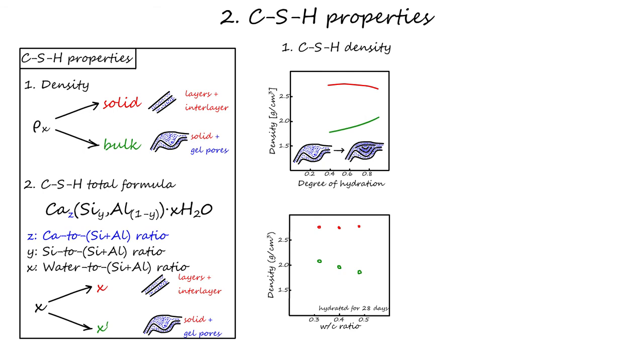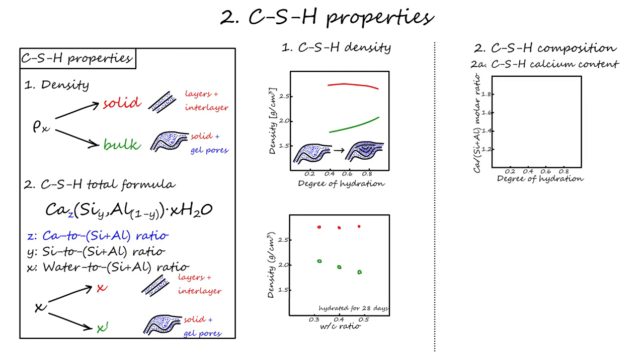We now look at the CSH composition and its changes during hydration. First, we look at the calcium to silicon and aluminium ratio, Z. The x-axis denotes the degree of hydration, the y-axis denotes the calcium to silicon aluminium ratio. It remains constant at first at about 1.8 and decreases then to a value of about 1.7.